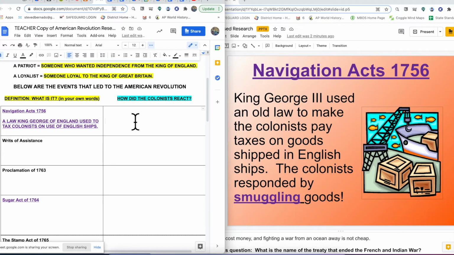So now you want to ship 2,000 pairs of shoes over to England because British people love your shoes and they're going to buy them all and you could get rich. But guess what? The King of England is going to tax you big time on the British ship that's going to take your shoes over there. Some people thought that was unfair. How did they react?